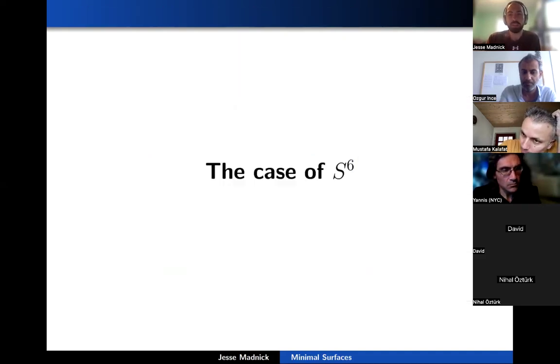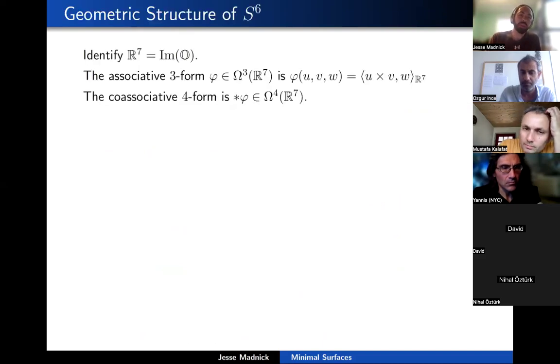Okay, so let me illustrate, for example, the case of S6. So I want to think of R7 as the imaginary octonions. Recall from last time that there are two G2 invariant differential forms that we can study. There's the associative 3-form, defined like that, and the co-associative 4-form is its Hodge star.